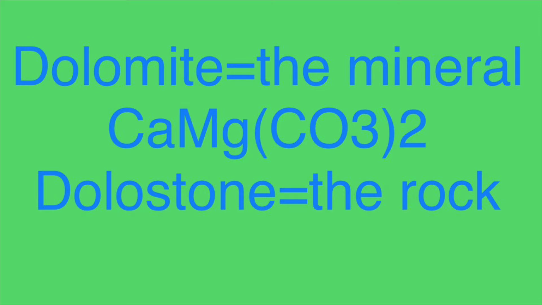Since that time, the name dolomite has come to mean the mineral itself, calcium magnesium carbonate, and the name dolostone means the rock that forms from that mineral, which is also calcium magnesium carbonate. The difference between the two is that dolomite is the mineral. If you have a bunch of it in a big formation laid down, that's called dolostone.